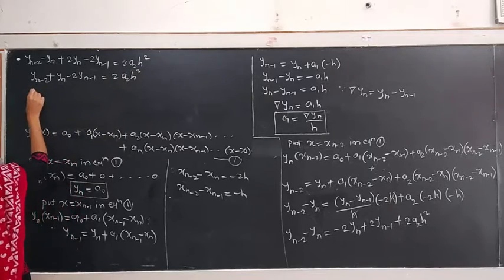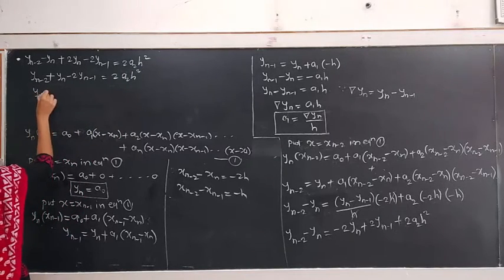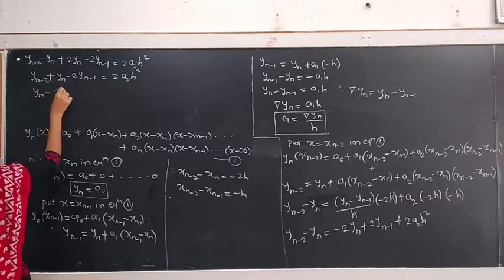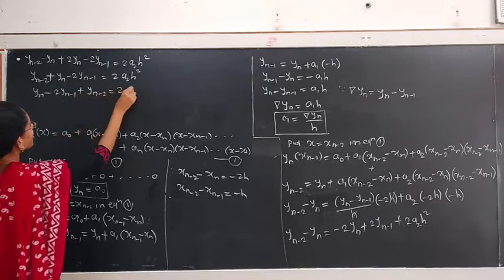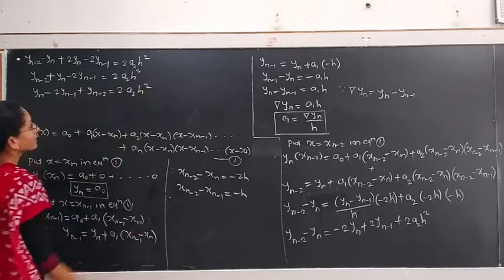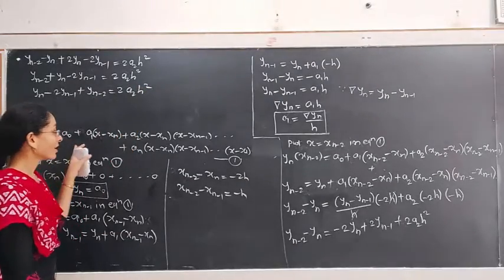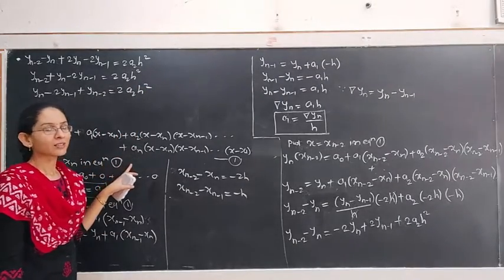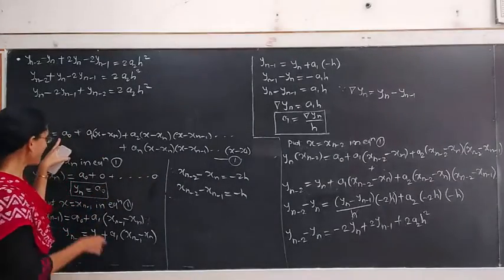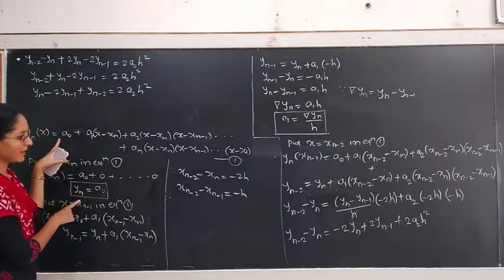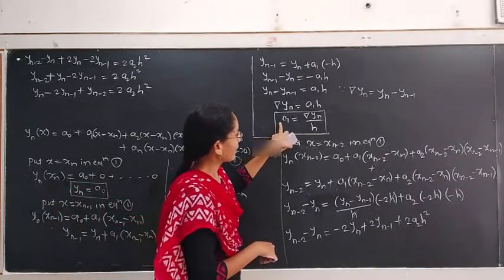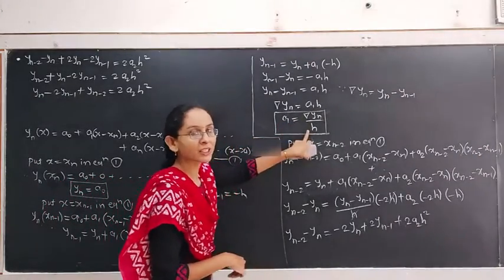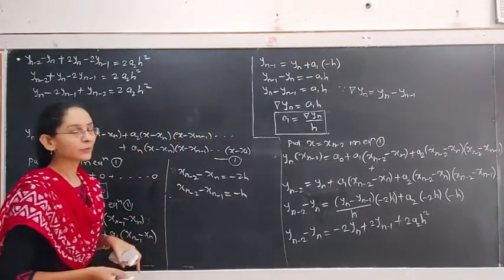We arrange these terms in the way y_n minus 2y_{n-1} plus y_{n-2} is equal to 2a2h square. We want the values of coefficients of this equation number 1. Initially we got the value of a0 as y_n. In this step we got the value of a1 as del y_n upon h. Now we are getting the value of a2.